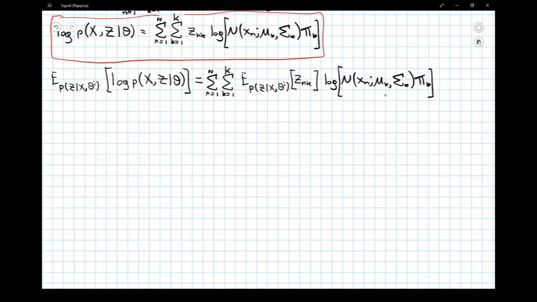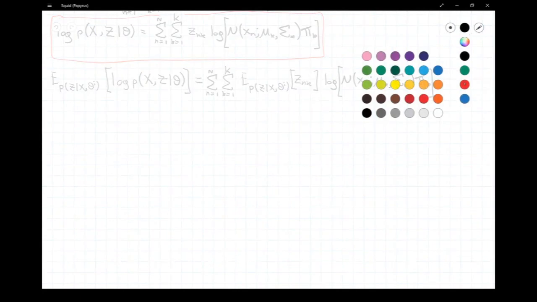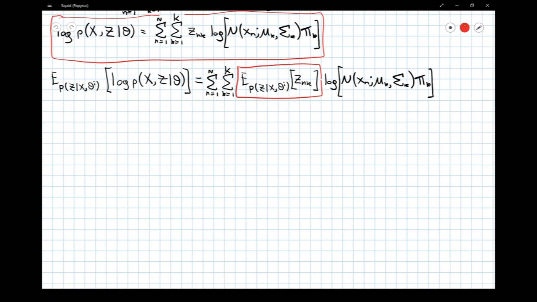So this is what we're going to try and maximize with respect to theta. But you can see that before we do that, we need to work out what this thing is going to be. And so that's what we'll do in the next step. Right, and we can do that using Bayes' theorem.